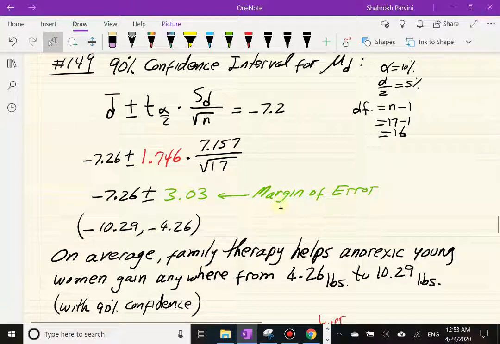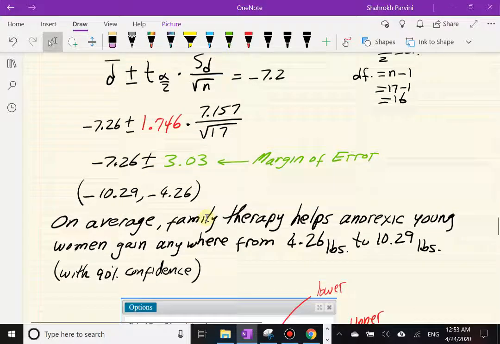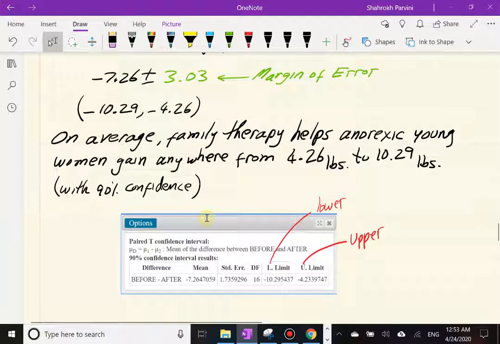So, now this margin of error, again, it means when we say on average, family therapy helps these anorexic young women gain 7 pounds, and I'm rounding these numbers, that estimate of weight gain is off by no more than 3 pounds. That's the maximum error in that 7 pound gain in weight. The maximum error in that estimate is 3 pounds. And the error could go in either direction, on the plus or minus side, give or take. And there you have it.